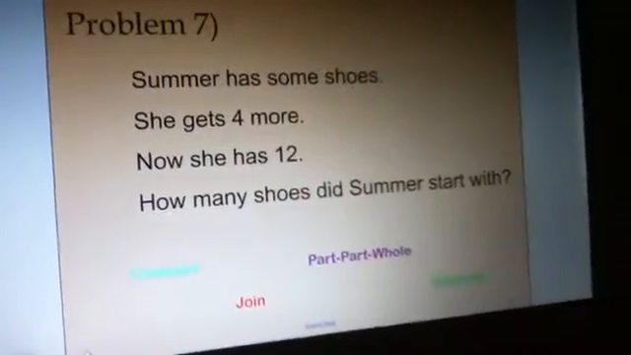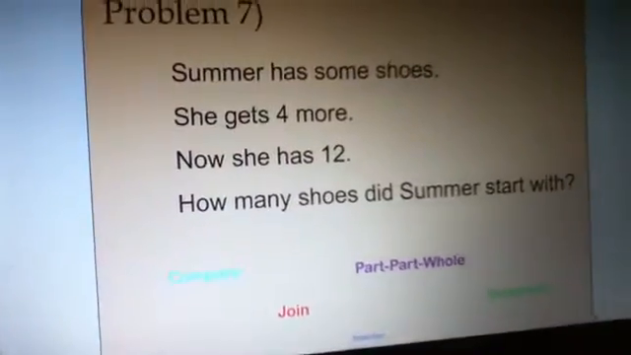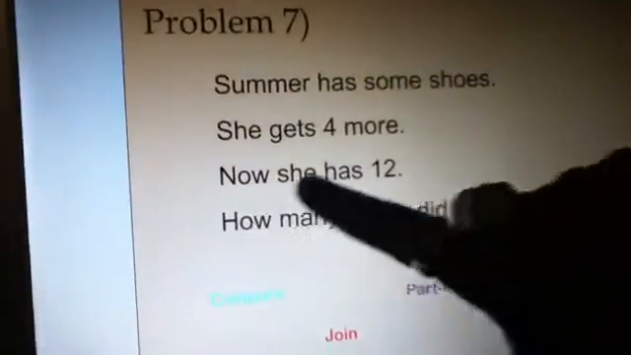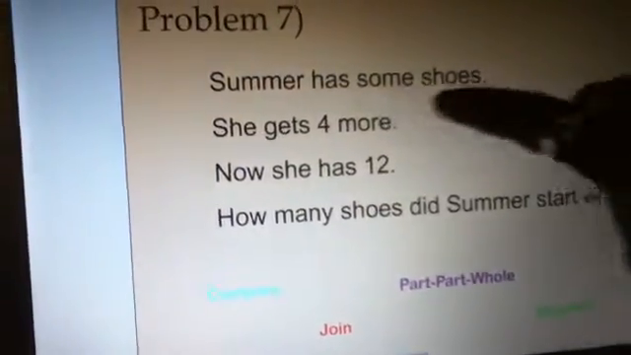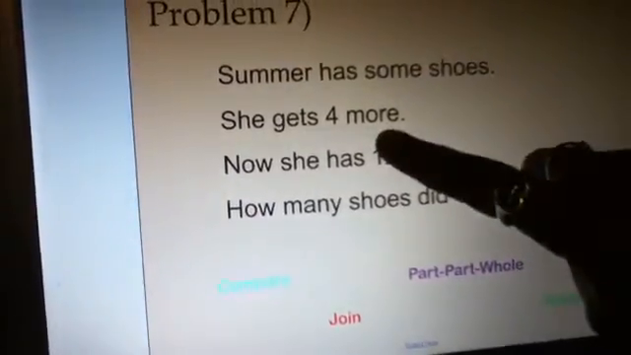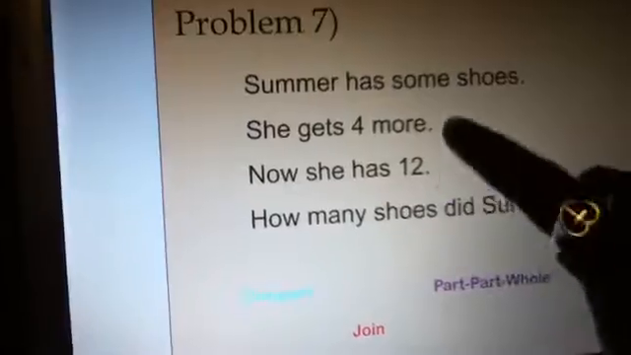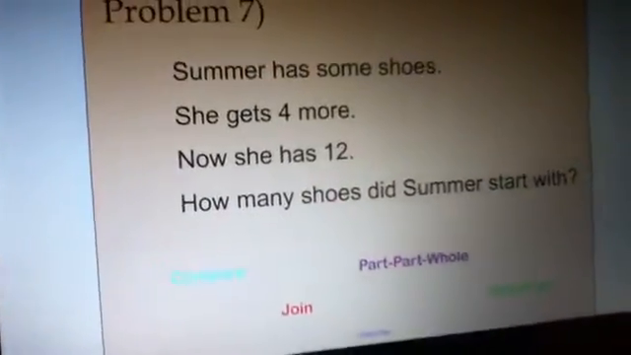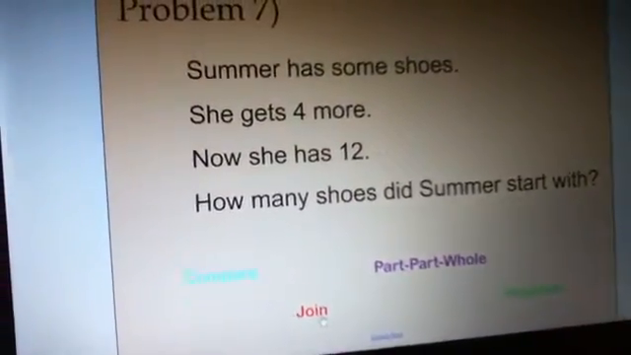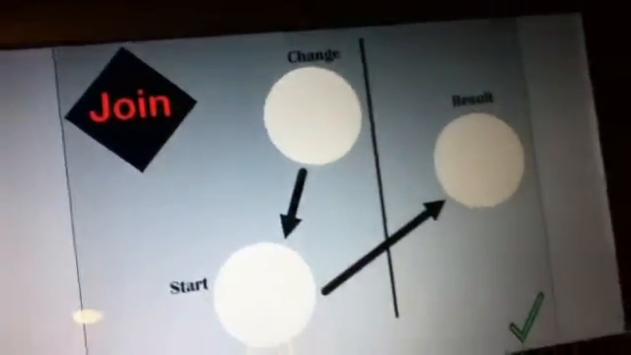Join is used when we have our starting number and we're joining in some more. And we know that she had some amount, she gets 4 more, or joined 4 more into her starting number, and then she had her ending number or her result. So for this problem, we're going to use the join structure. Okay, and again, I have one that we're going to write on and work out on here.